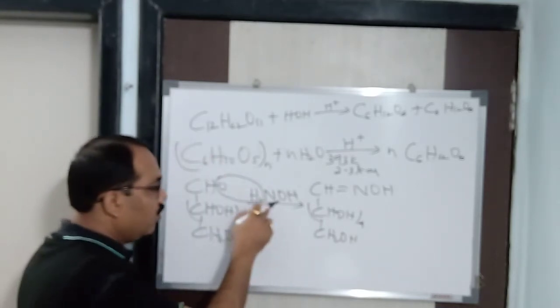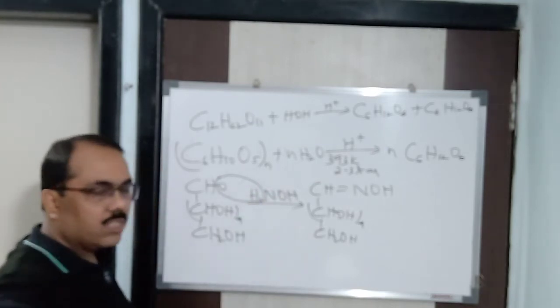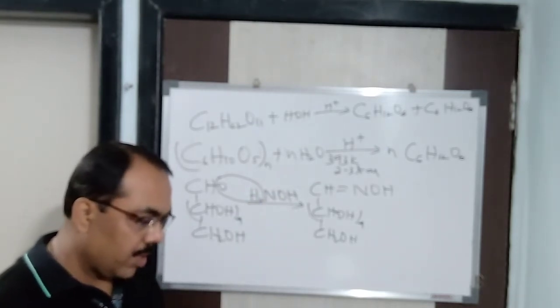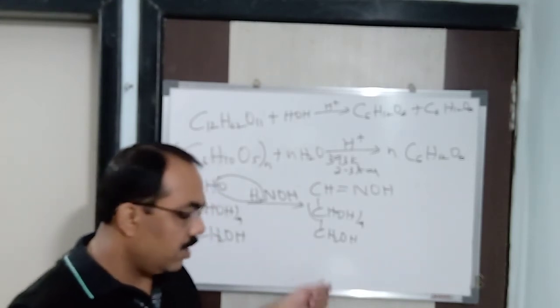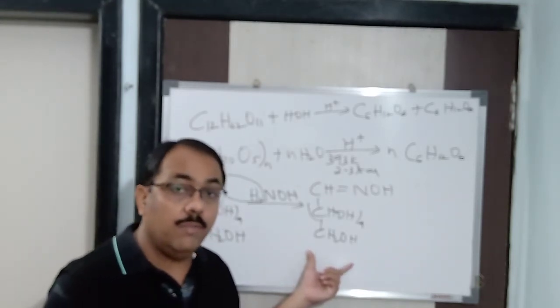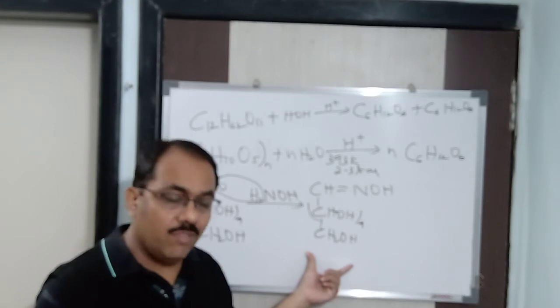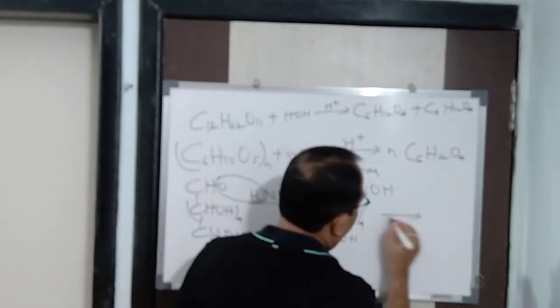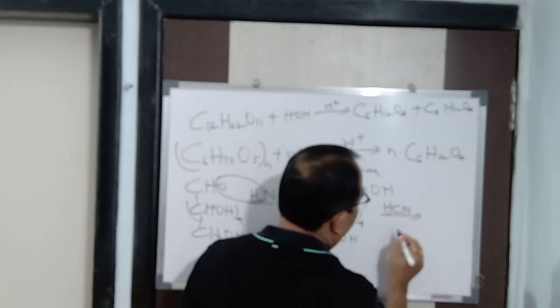Just to remind you, I wrote it first in a different way, so we should not write in that way. I have told you in the aldehyde chapter, if you remember. So you got the answer, that is an oxime. Clear? Now, when it reacts with HCN, hydrogen cyanide.